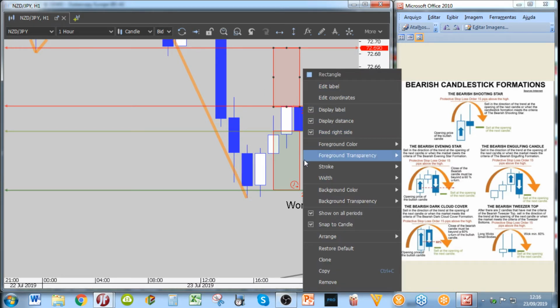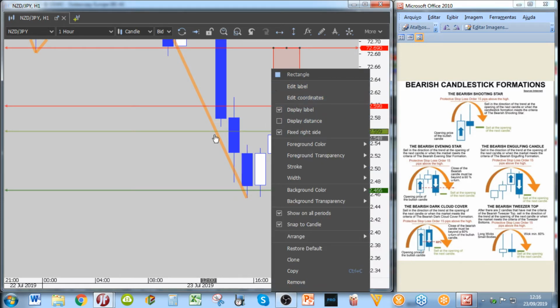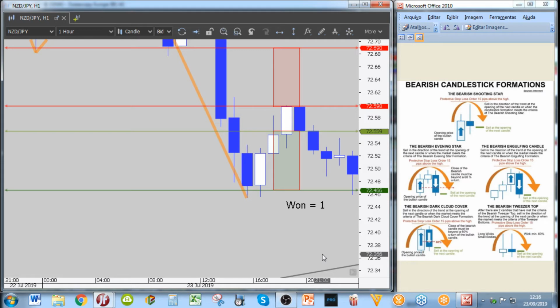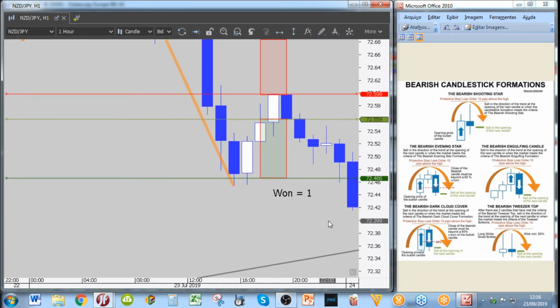Okay. What's this? Fixed right side, no. Display distance, okay. Maybe this one. There you go. So we won one, right? Now let's move again. We are in a downtrend. Okay, we won one. The market is still. Now we won one. Great.